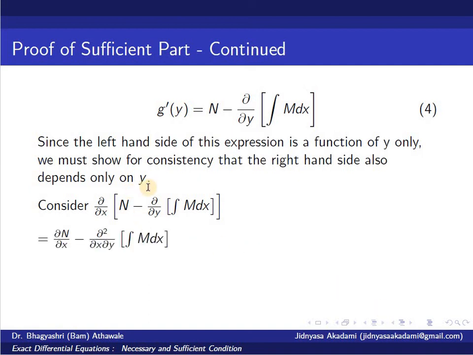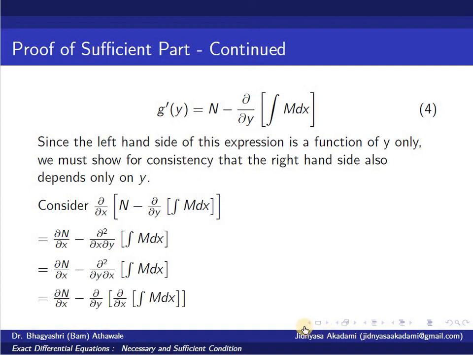So, let us calculate the partial derivative of the RHS of 4 with respect to x. It is ∂N/∂x minus ∂²/∂x∂y of this integration of M dx. Since by the mixed partial derivative theorem, I change the order of this second order derivative and write this as ∂²/∂y∂x of this integration of M dx. That means it is ∂/∂y of ∂/∂x of integration of M dx. Now concentrate on this term in the bracket. Here M is there. I am integrating it first with respect to x and I am differentiating that again with respect to x.